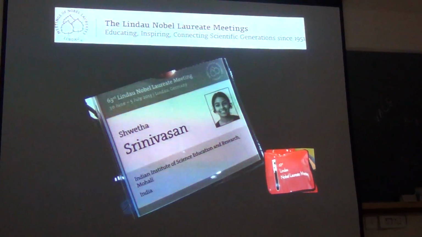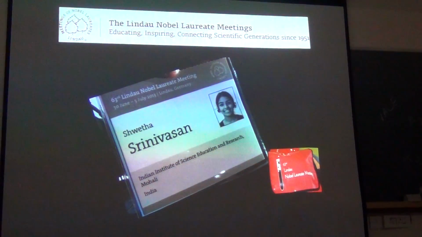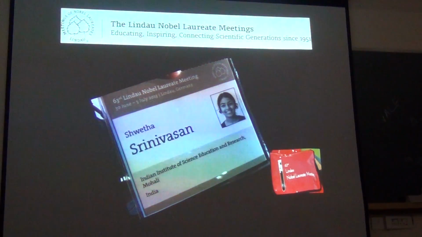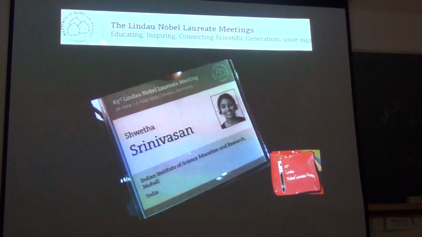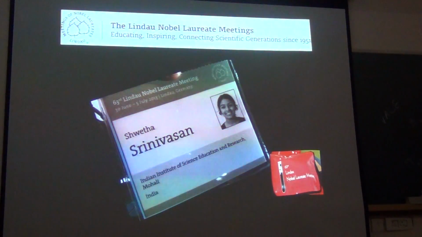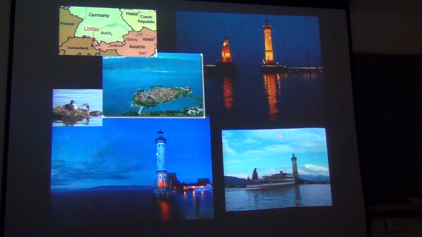This meeting was attended this year by 35 Nobel laureates, among which 27 were from the field of chemistry, 6 were physicists, one was a Nobel Peace Prize winner, and the last one was from physiology and medicine. So even though it's dedicated to the field of chemistry, the Lindau Council tries to make it as interdisciplinary as possible.